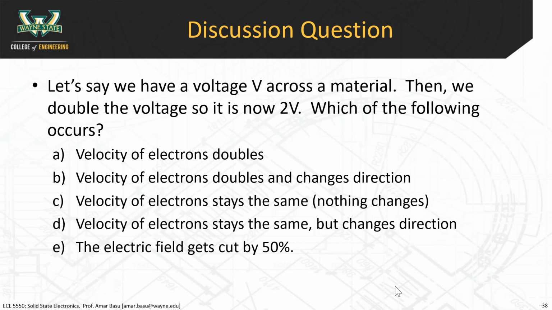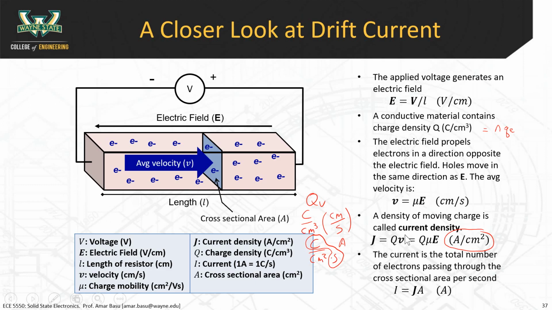What happens to the current density? Nope, it will not be the same. It will double, because the current density doubles also. So by doubling the voltage, you double the velocity. If you double the velocity, you double the current density, and then you also double the current.